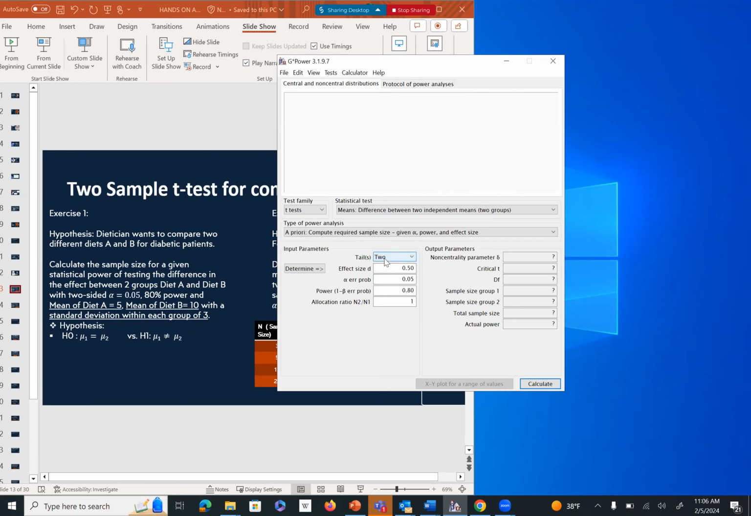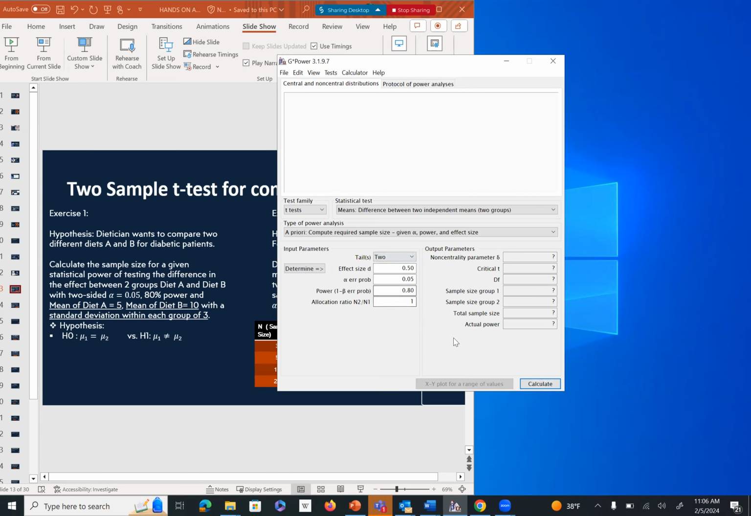I'm trying to see whether there's a difference between diet A and diet B, and it could go either way, either direction. It is not one direction. So I'm not saying that the average of diet A is greater than the average of diet B, or the average of diet B is greater than the average of diet A. I'm going in either direction, so I'm using a two-tailed test.